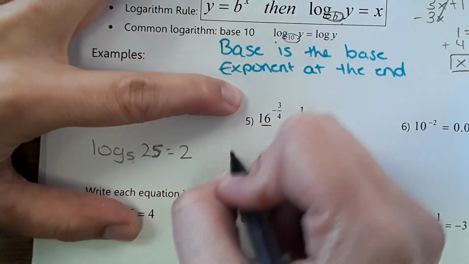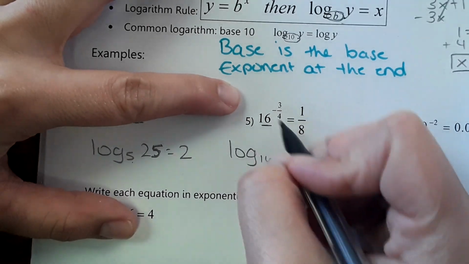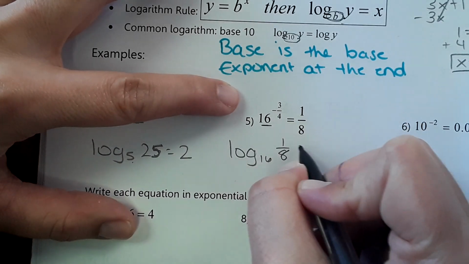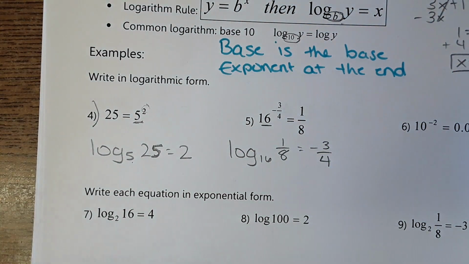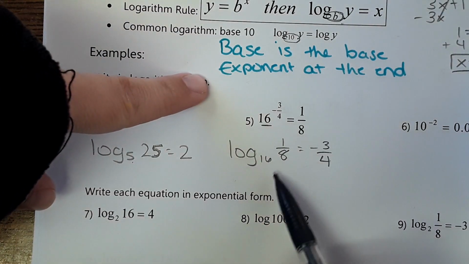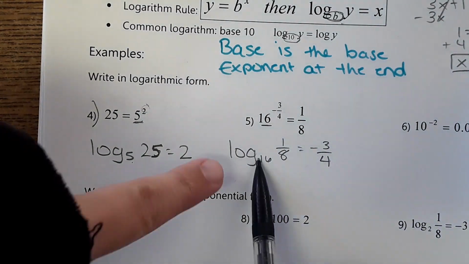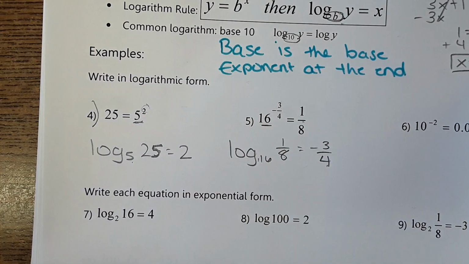So this is our base. So log base 16, exponent at the end. Why did you put the 1/8 next to log 16? I don't know, it's not part of the chant. That's where it goes. Base is the base, exponent at the end, and then the other number goes right here.